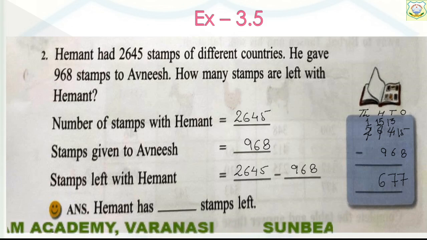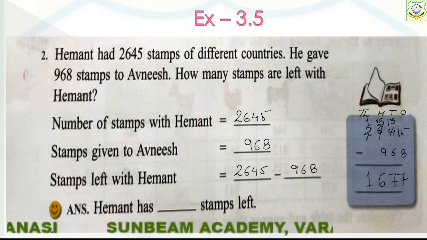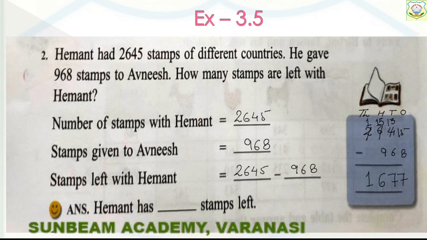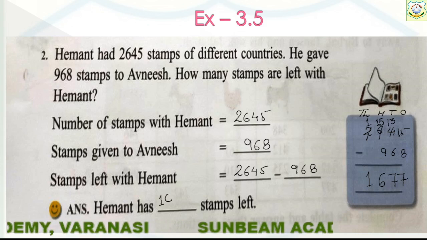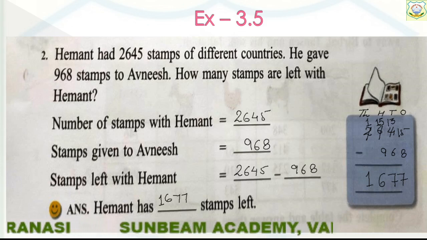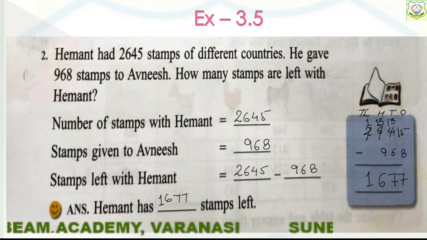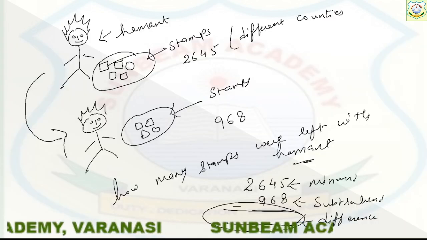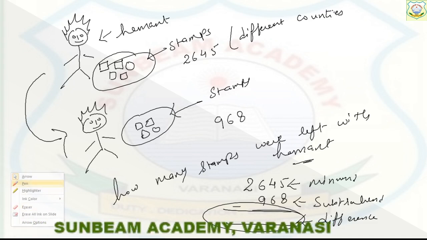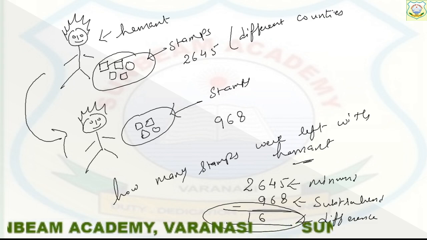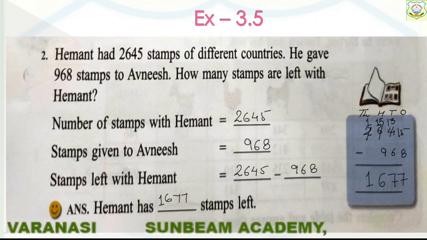Okay. Now what is left at the 1000 place? This is 1. So we will write here 1. Note down this. And then what we have to write? Hemant has 1677 stamps left. How many stamps were left with it? 1677. We have find it out, so we can write here the answer. In this story also 1677. Got it? Note it down, students, fast.